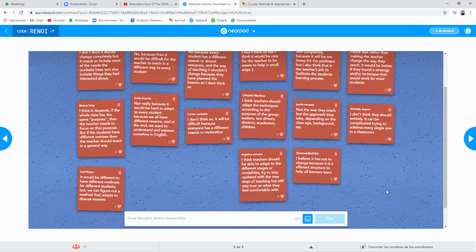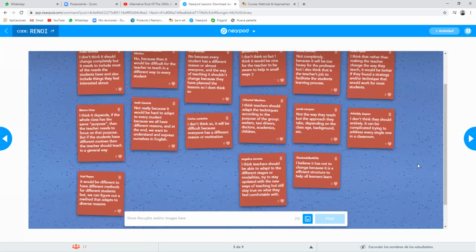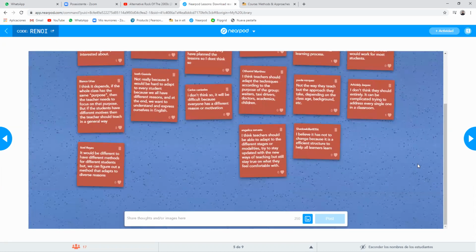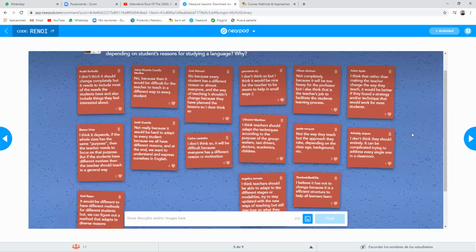Okay. Now remember, last session I told you one size doesn't fit all. So what Arlette said here, would be better if they found a strategy that would work for most students. So Arlette, open your mic and tell me what's going to happen to the students that don't learn following that method, that strategy.